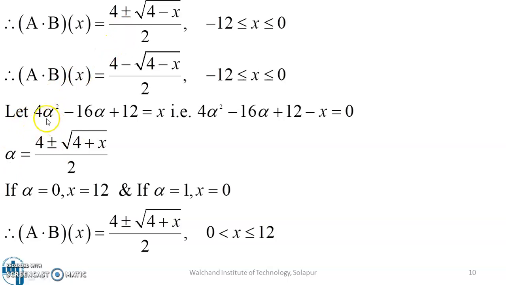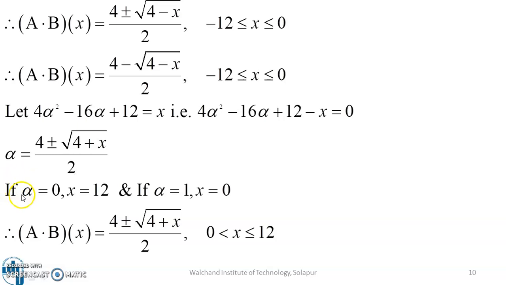Similarly, equating the endpoint, 4 alpha square minus 16 alpha plus 12 equal to x, and again rewriting it as 4 alpha square minus 16 alpha plus 12 minus x equal to 0. Now again it is a quadratic equation in alpha. Solving this similarly as we have solved here, we get alpha is equal to 4 plus minus square root of 4 plus x upon 2. This will be the next step for the membership function.